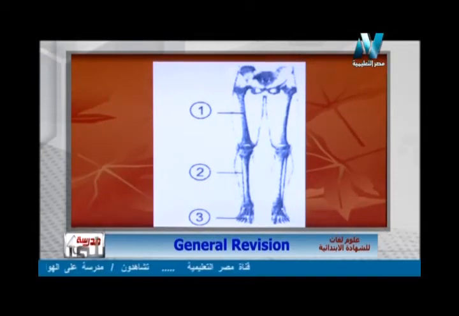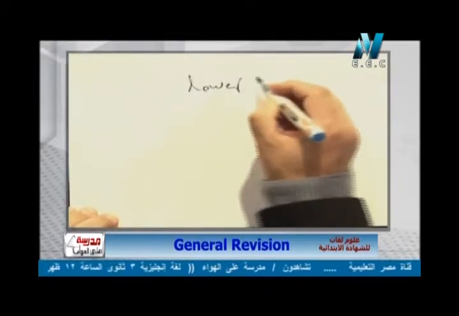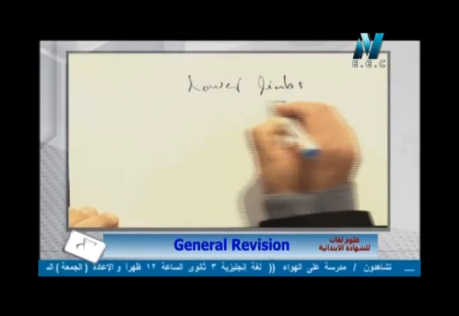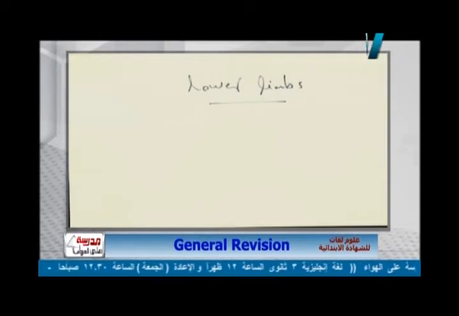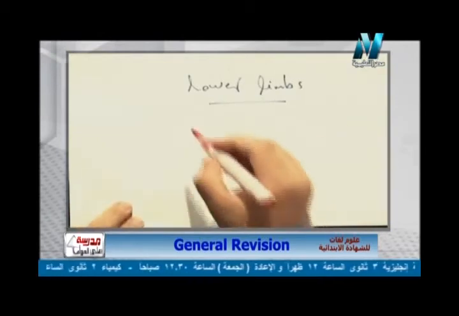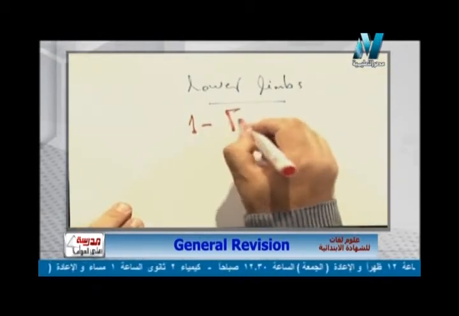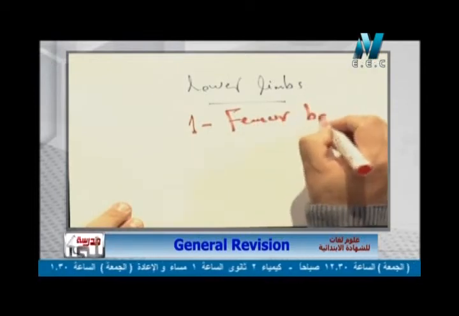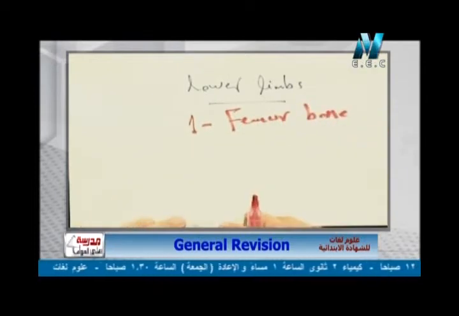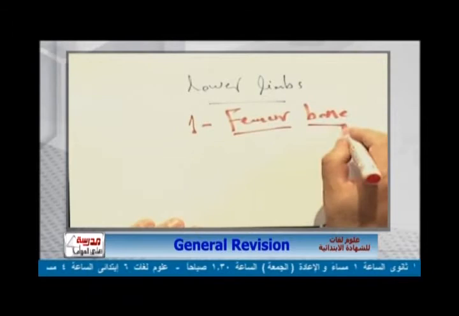I have here the lower limb, الأطراف السفلية. نكتب مع بعض lower limbs. Number one will be what? Number one will be the femur bone only. هي عظمة واحدة بس بنسميها عظمة الفخذ, femur bone.